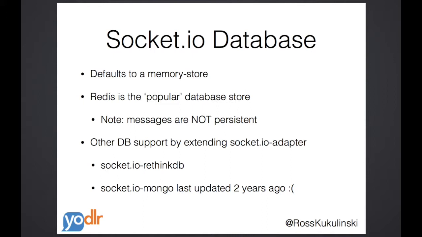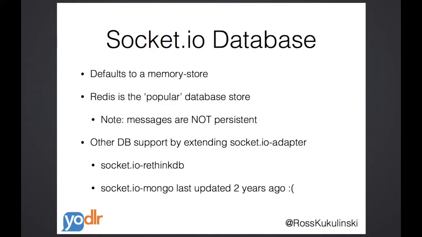I do want to make a big caveat: if you're using Redis as your data store, messages are not persistent. Meaning if client A connects and sends a chat message, hello world, and then sometime later client B connects, client B will not get that hello world message. So if you want that as a persistent message, you have to implement your own additional data store on top of the broadcast mechanism. You can write your own additional DB support.